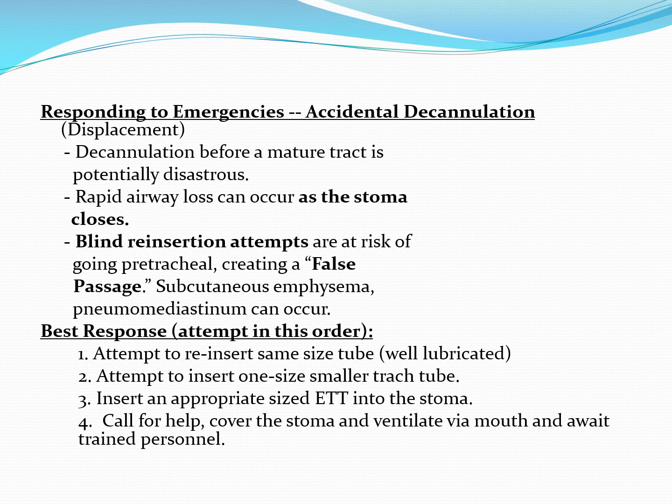Blind reinsertion attempts are at risk of going into a false track, into a false passage. You're passing through 7 layers of tissue from the outer portion of the stoma until you get into the trachea. So false tracks are a risk. The best response, attempt to reinsert the same tube, providing it didn't go on the floor or something along those lines. If the tube falls on the floor, it needs to go in the garbage.